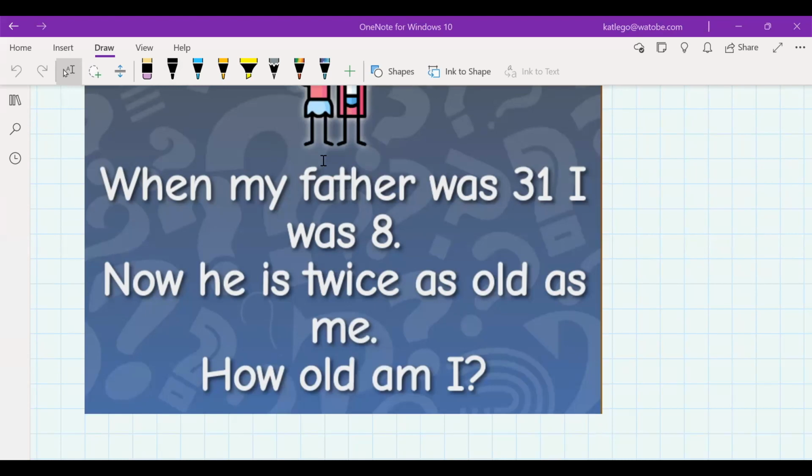Definitely not 16, guys. How did you guys get 16? That can't work, 64 is not twice as old as 16. Think about it, guys. Remember, it says now he is twice as old as me. So it cannot be 16. I'll say 32, 23. Thank you, Kumo.